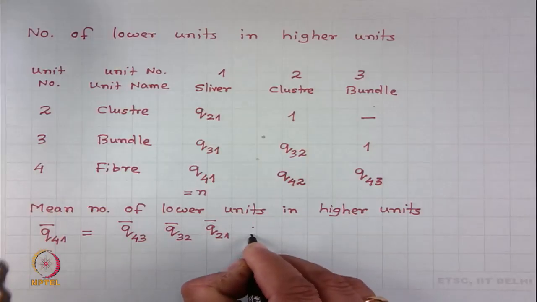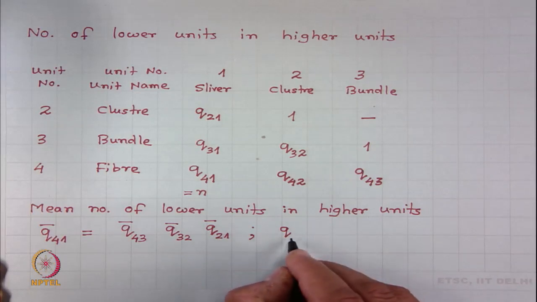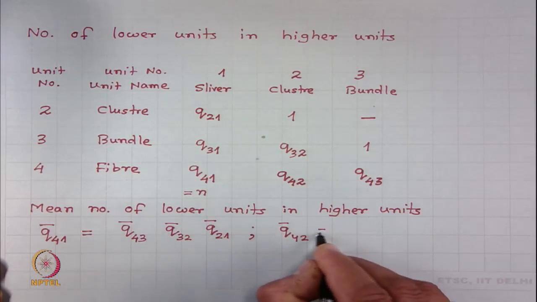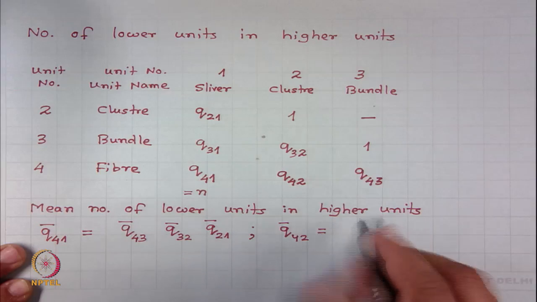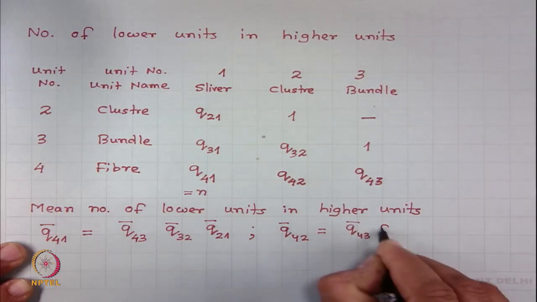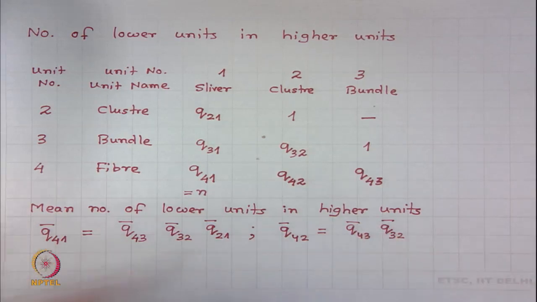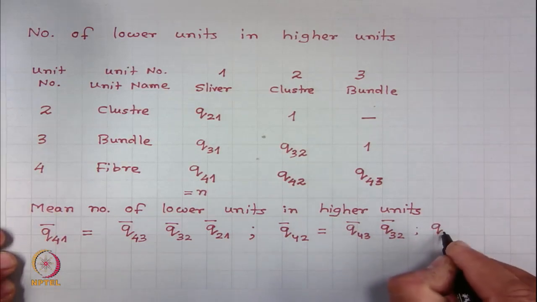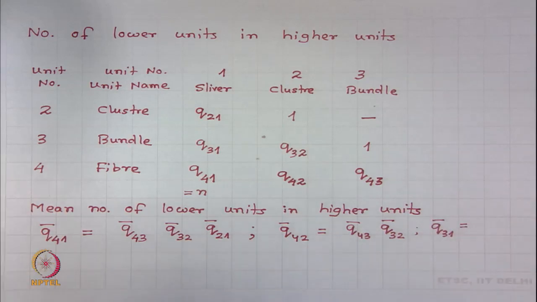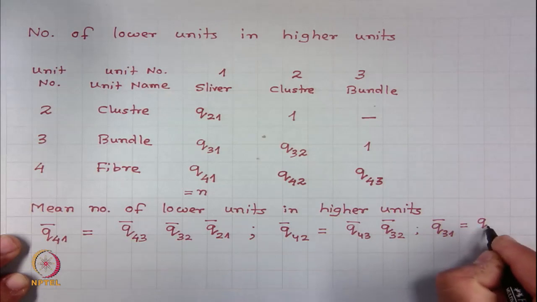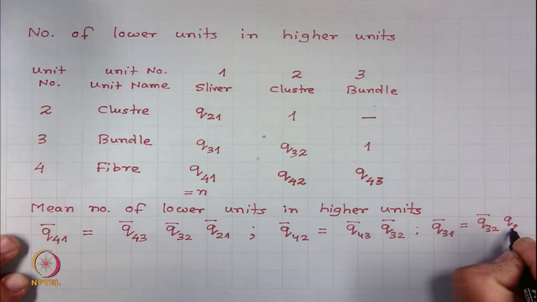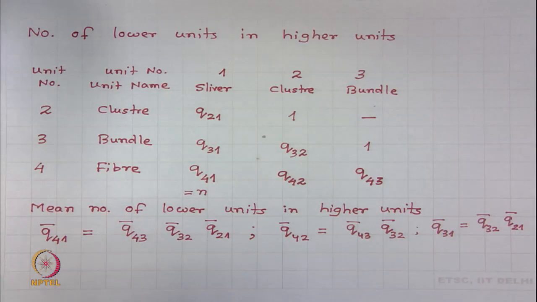Similarly, what is the mean number of fibers in a cluster? So, fibers from bundle, bundle from cluster. So, the mean number of fibers in a cluster is equal to the mean number of fibers in a bundle multiplied by the mean number of bundles in a cluster, right? Similarly, what is the mean number of bundles in a sliver? Mean Q31 bar. This must be equal to the mean number of bundles in a cluster multiplied by the mean number of clusters in a sliver. Right.